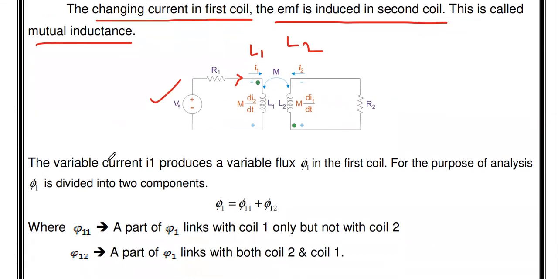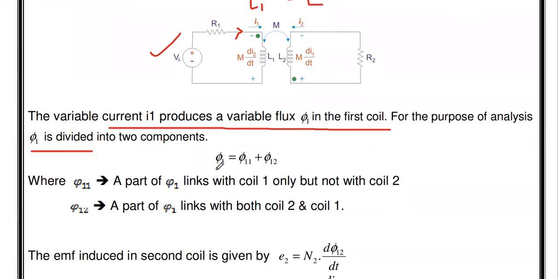Now we are going to derive the mutual inductance formula. For that, first we have to consider the current I1. The variable current I1 produces a variable flux phi 1 in the first coil. So in the first coil, the flux produced, just consider as phi 1. For analysis purposes, this phi 1 is divided into two components: phi 1 is equal to phi 11 plus phi 12.